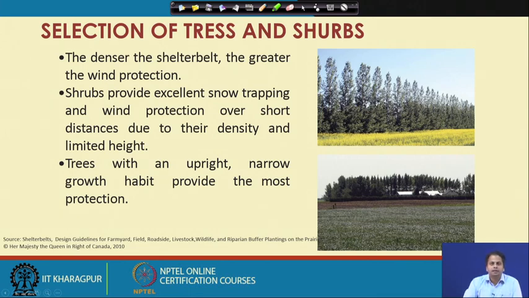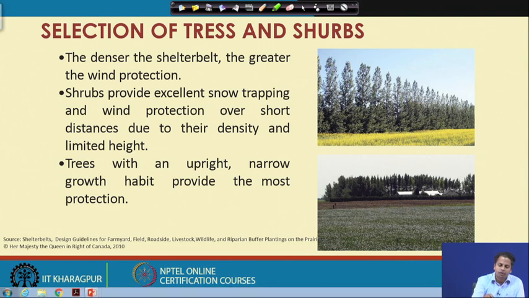Now, the selection of trees and shrubs. This is one of the most important parts of shelter belt design, because by selecting a particular species you are not only selecting a species, you are selecting a combination which has some kind of height and density, and which can give you protection to some particular distance. All these factors depend on proper selection of trees and shrubs.